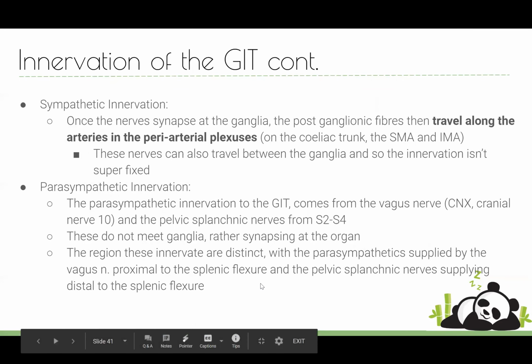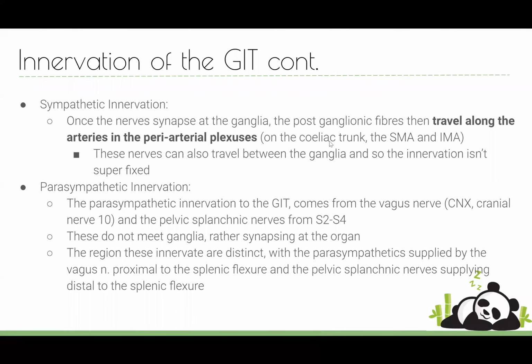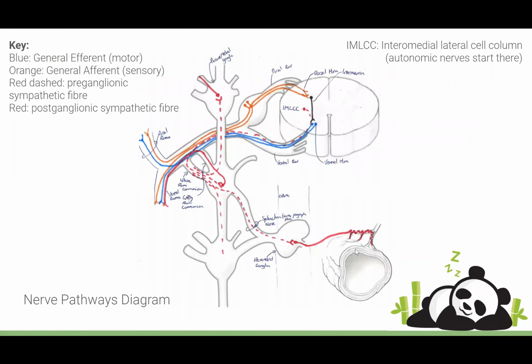Once they synapse at the ganglion, they will then travel through periarterial plexuses on the celiac trunk, the SMA, and the IMA. So basically, there are these little nerve things along these arteries. And this is what this squiggly line is supposed to demonstrate.